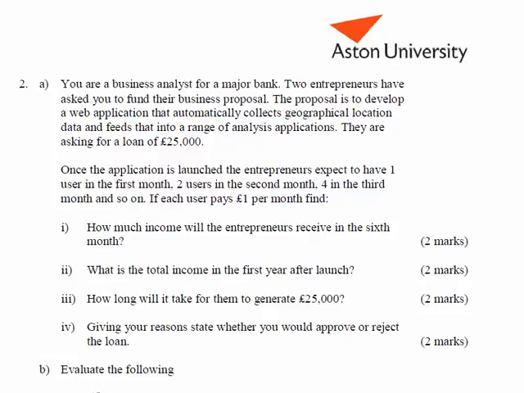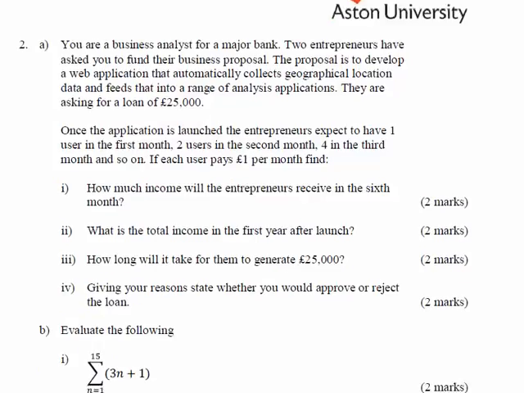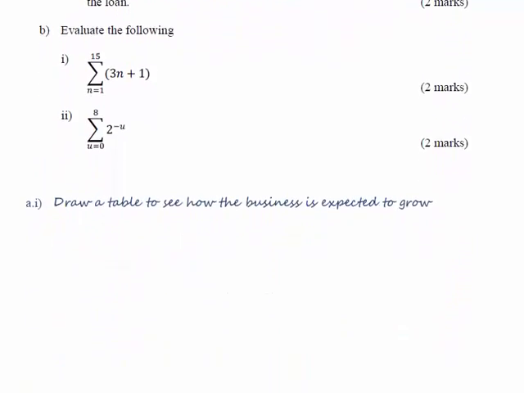of analysis applications. Once the application is launched, the entrepreneurs expect to have 1 user in the first month, 2 users in the second month, 4 in the third month, and so on. If each user pays £1 a month, find out how much income the entrepreneurs will receive in the 6th month. Well, let's draw a table just to see what that looks like. One user in the first month after launch, 2 in the second month, 4 in the third month, 8 in the fourth month, and so on.